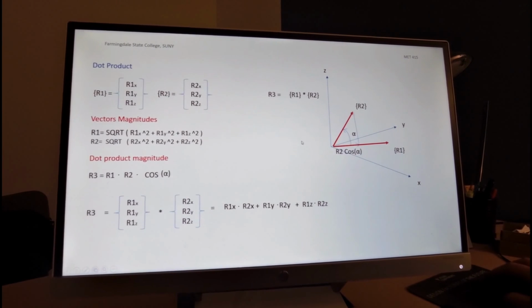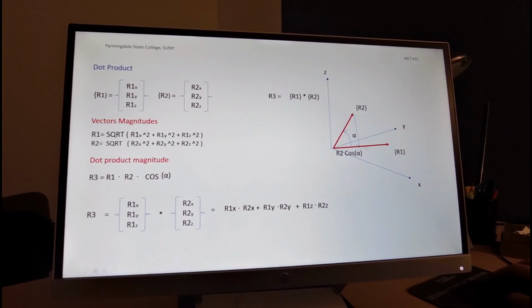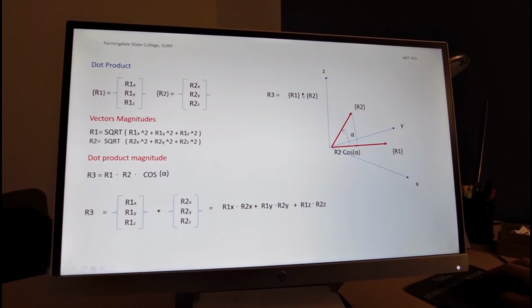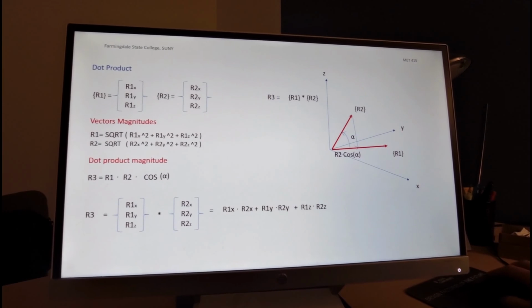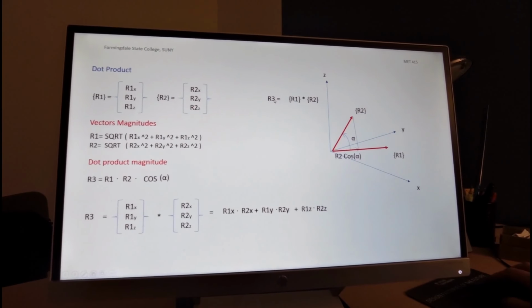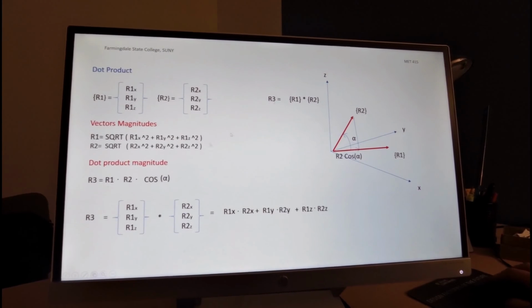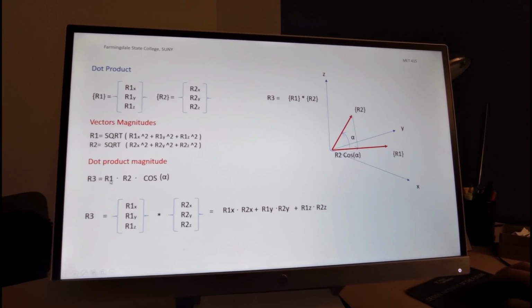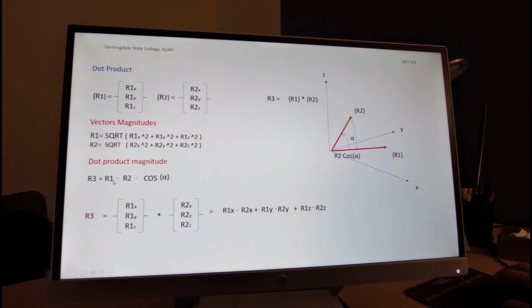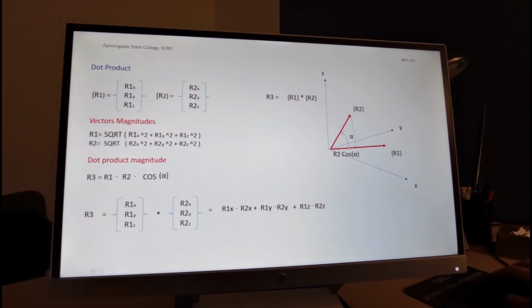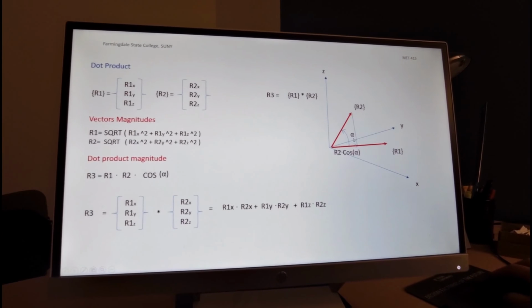Let's take a look now at the dot product. We have the same two vectors. If you want to take the dot product between them, we designate it as such, and it is a scalar. The dot product of two vectors is a scalar. We call it R3. The scalar magnitude is equal to the product of the magnitudes of the two vectors times the cosine of the angle between the two vectors, as we see over here.